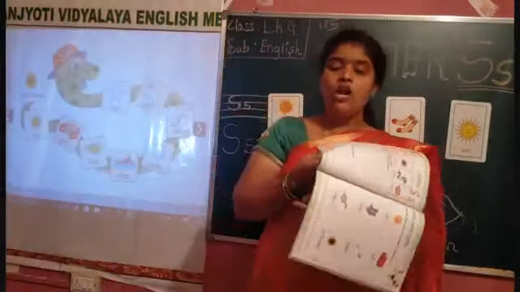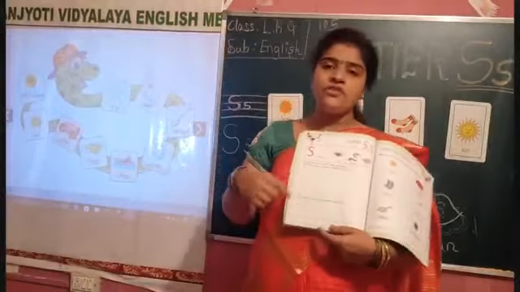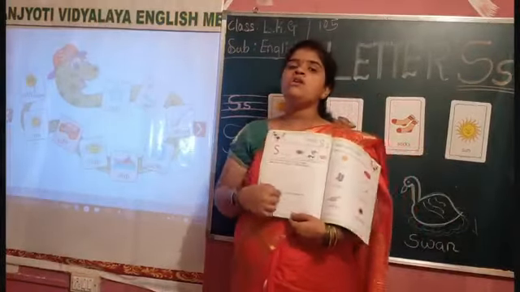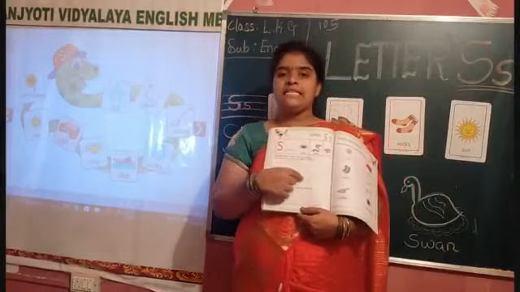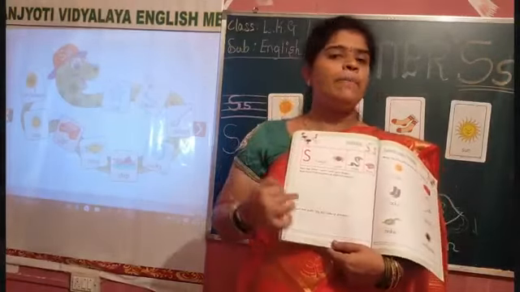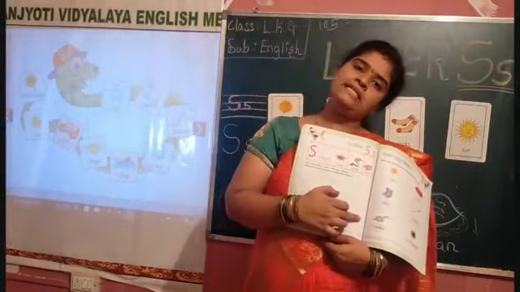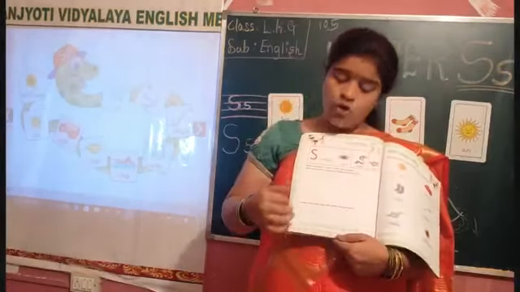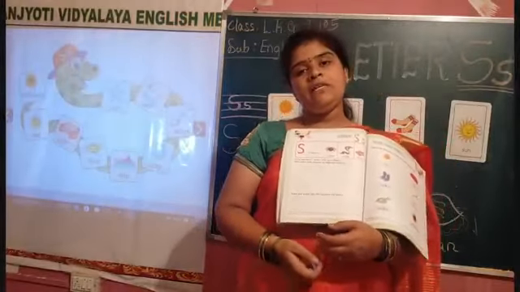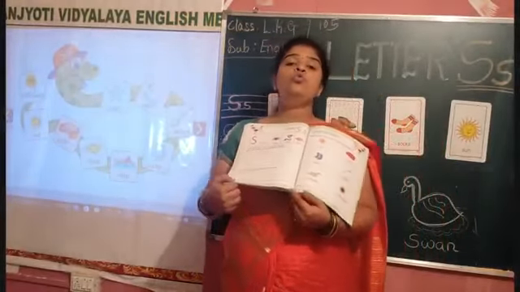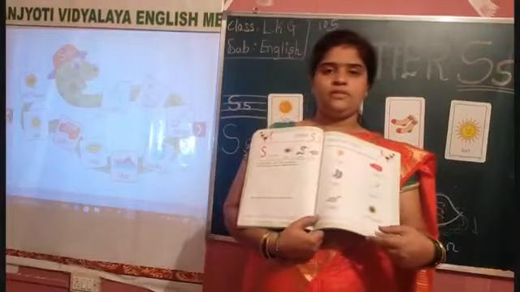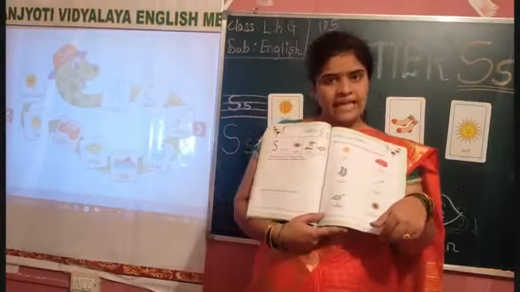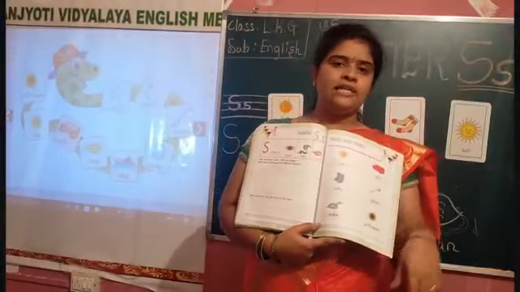Page number 106. Have you got this page? Here, once again, you have to trace the dots. You will get the uppercase S and lowercase s. You have to fill them with your favorite color. Below, you have to write a capital S and small s. You have to say and write, children. S, S, S, S. Like this you have to say and write.